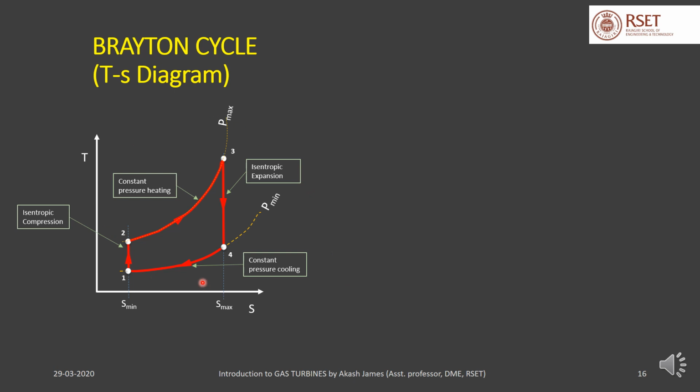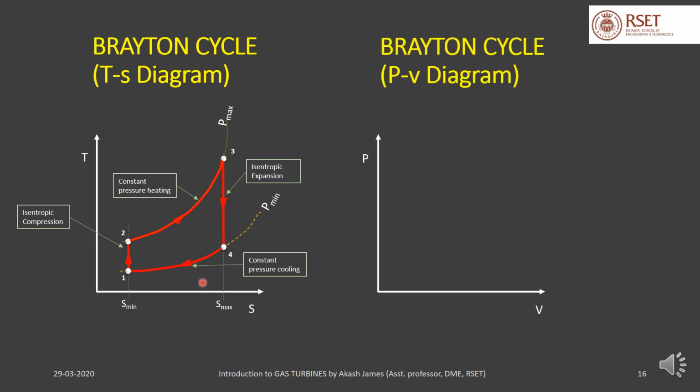Now let's see how to draw the PV diagram of the Brayton cycle. Now the process 2 to 3, that is the heat addition or the heating process, and process 4 to 1, which is the cooling process, are constant pressure processes. In a PV diagram, a constant pressure process will be a horizontal line. So there is a horizontal line corresponding to the maximum pressure, and there is a horizontal line corresponding to the minimum pressure.